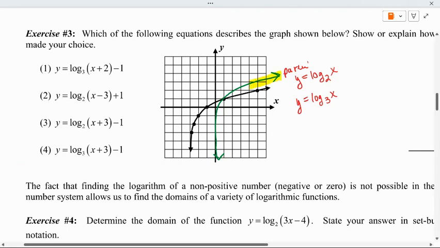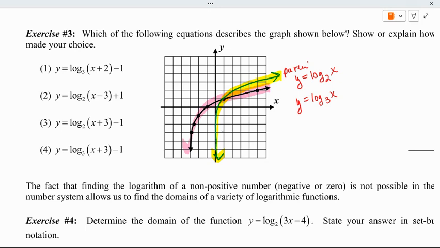This is the parent function. You are comparing it to this. How much does it move? Does it move to the right or to the left? Yellow to pink, compare those. Is the yellow function moving to the right to become the pink, or is it moving to the left? It's moving to the left.